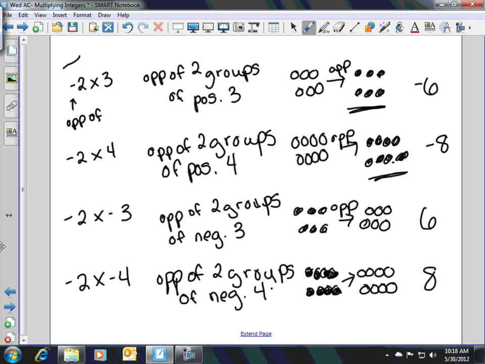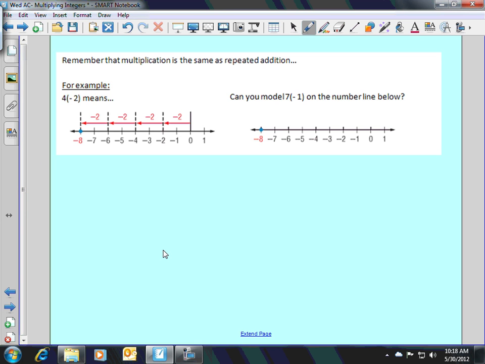So notice when we had a negative times a negative, our answer came out a positive both times. And we'll go back to that when we develop the rules in a minute. So the next way that you can represent this with modeling is on a number line, just like we represented adding and subtracting on a number line.